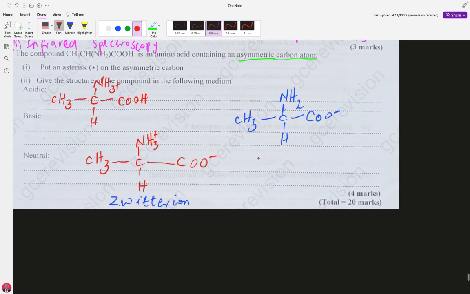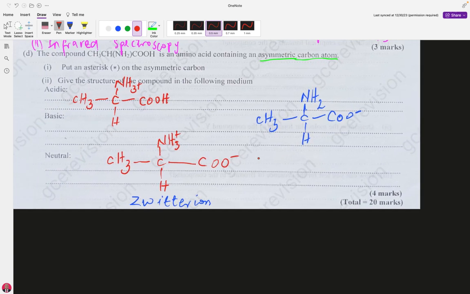Yeah. It is basic for basic. Yeah, this is for acidic condition. Acidic medium. This is basic medium. This is a neutral medium. So that is it.